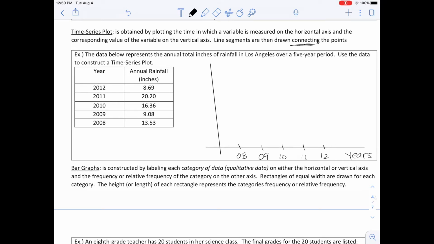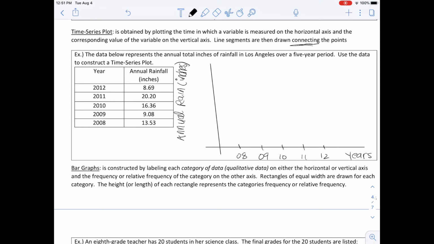Our vertical axis is going to be talking about the annual rainfall that we have in inches. So I'm going to go ahead and label that. So annual rainfall. And we are measuring this in inches. So it's a good idea to label to clearly explain what it is that your graph is representing.